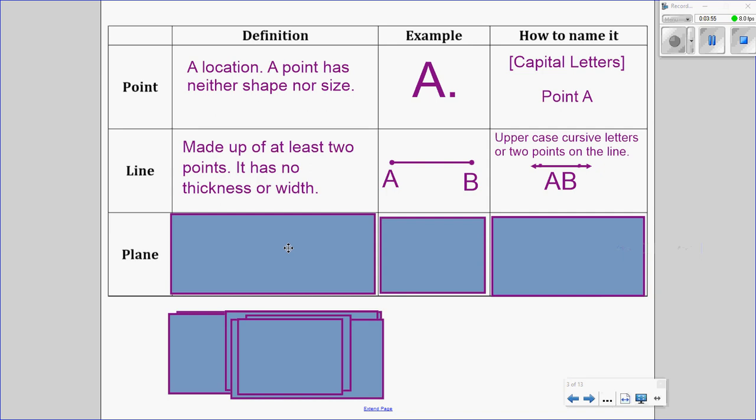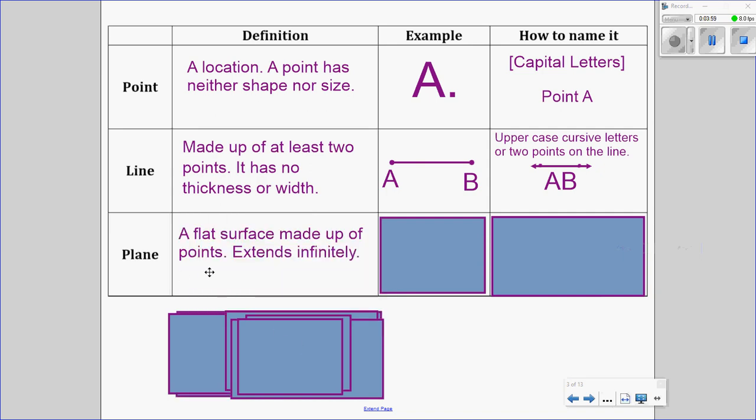And plane, like we saw in the picture before. It's a flat surface made up of points. It extends infinitely. So again, you have a plane, think of a surface, a front part of a building, and if you were to put lots of points, all those points would create this plane. An example, you have this diagram showing you a shape, and there are 3 points on it. So you need at least 3 points to make a plane.